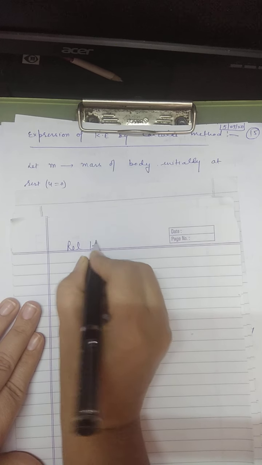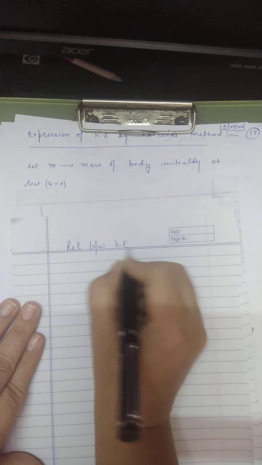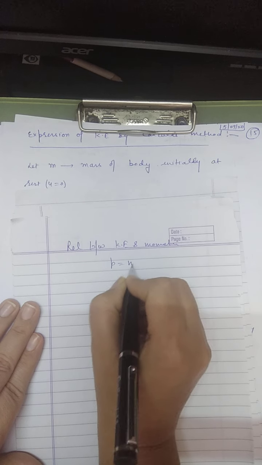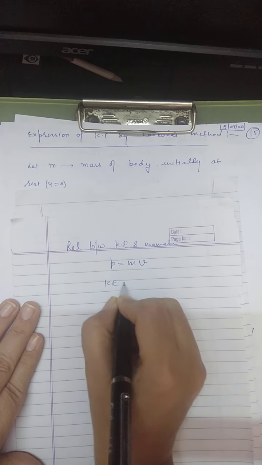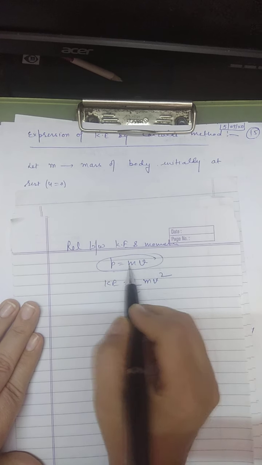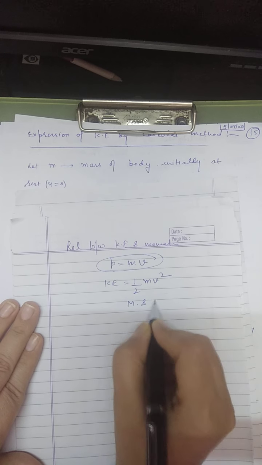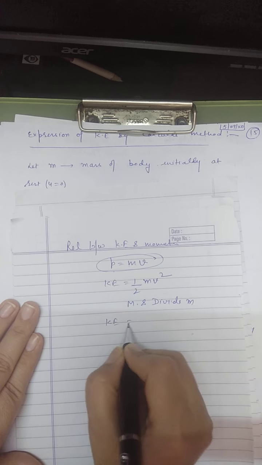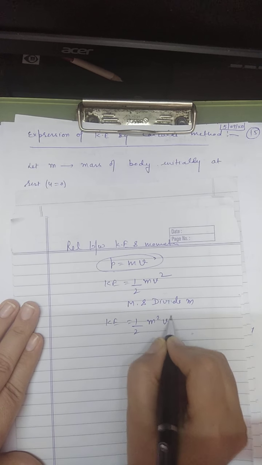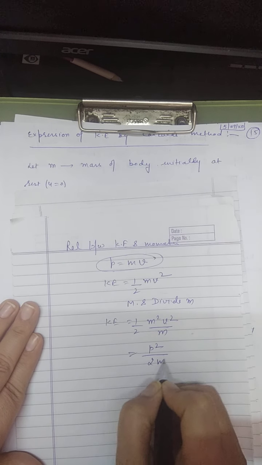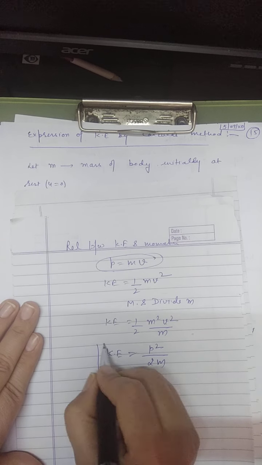Now students, we have to see the relation between kinetic energy and momentum. What is momentum? m into v. And what is kinetic energy? Half of mv square. So now you want to make it mv, so multiply and divide by m on this side. It becomes half of m square v square divided by m. What is this m square v square? This is p square, divided by 2m. So kinetic energy is p square by 2m.